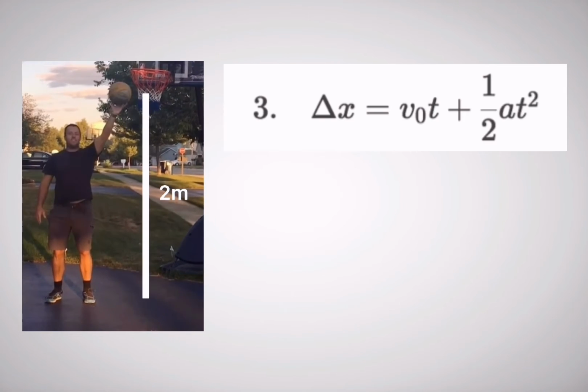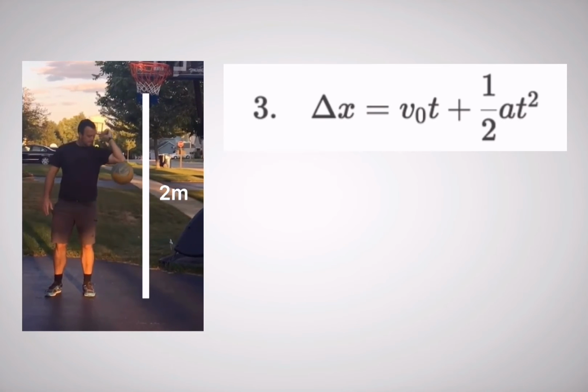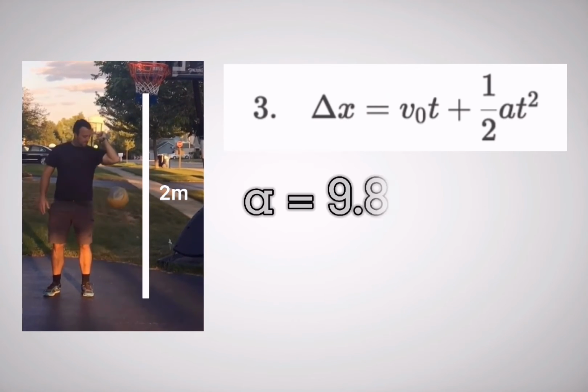Here a man releases a basketball from rest 2 meters above the ground. If we want to find the time that it takes for the ball to reach the ground, we would use kinematic equation number 3. We could plug in our values for change in position, initial velocity, and acceleration. Because the ball is in freefall, we know that acceleration due to gravity is 9.81 meters per second squared if we choose down to be the positive direction.